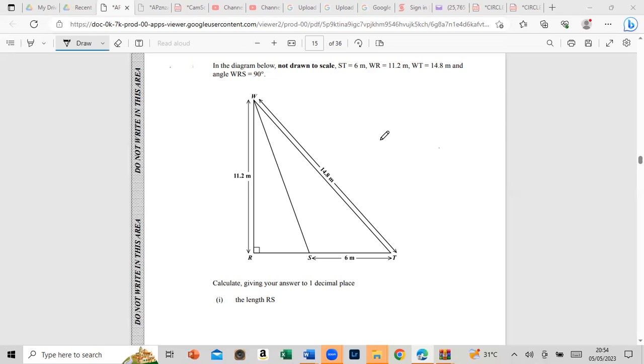It says calculate the answer to one decimal place. Alright, let's go. I want you guys to focus on the big triangle, which is RWT. So the hypotenuse is 14.8. This is our hypotenuse.